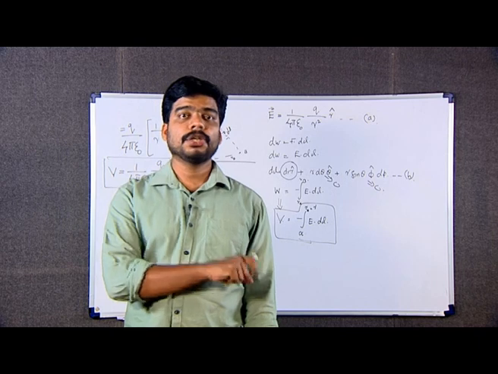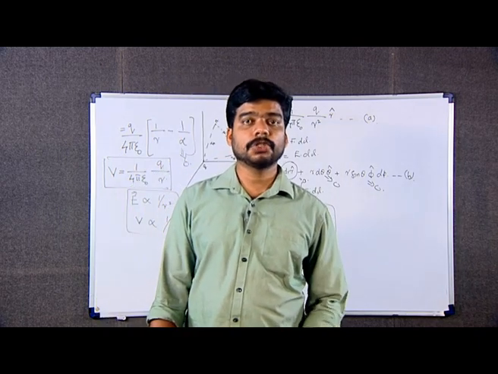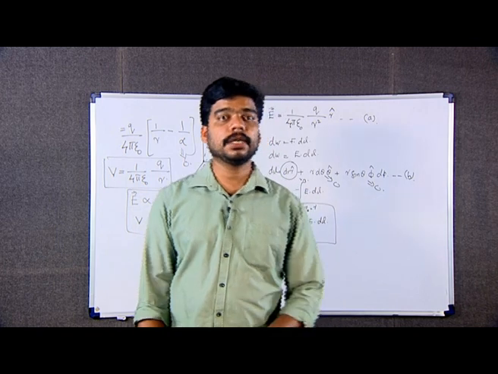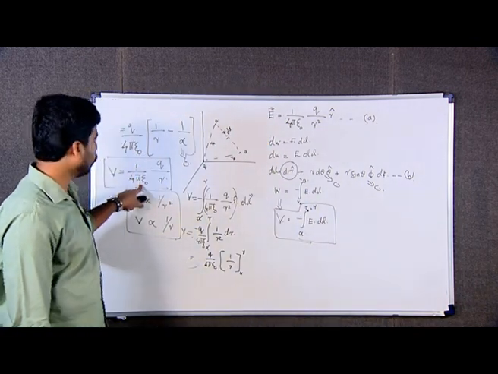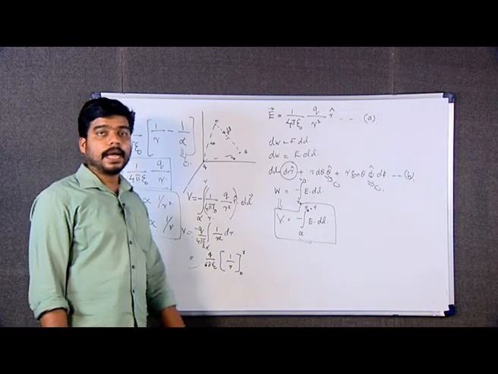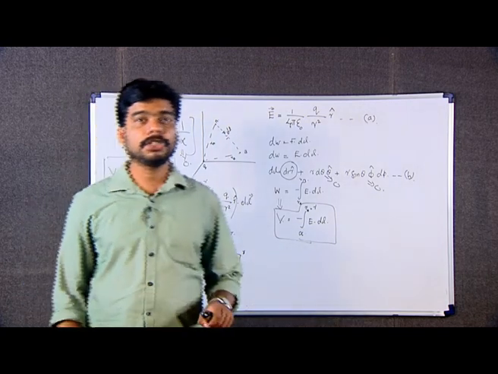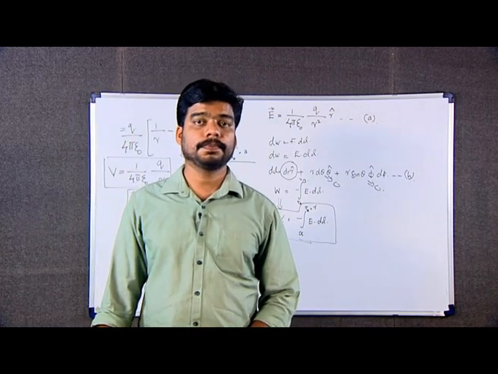So, this equation gives the expression for the potential at a point with position vector r. In general, the potential can be written as V equal to 1 by 4 pi epsilon 0 q by r, where r is the position vector with respect to the source charge q.